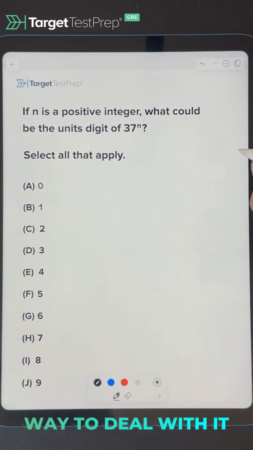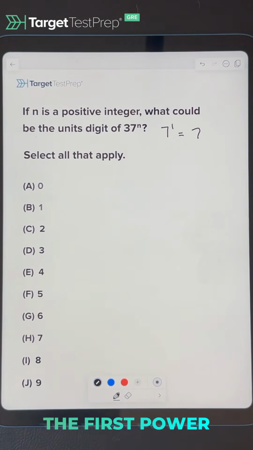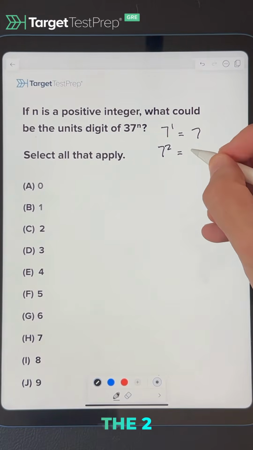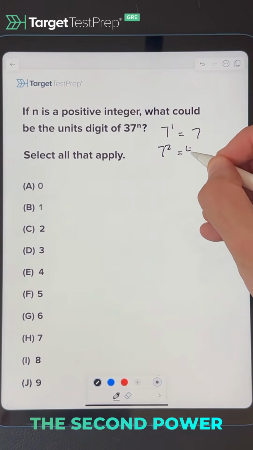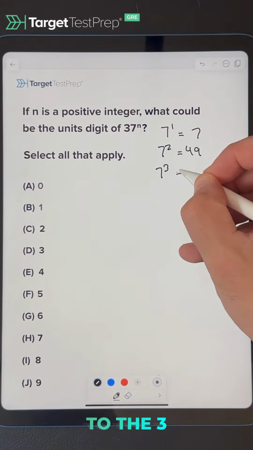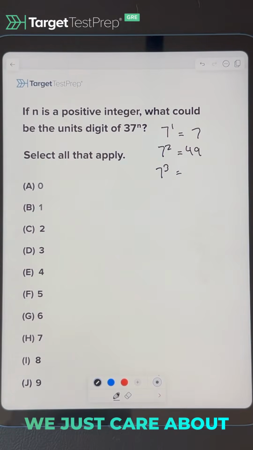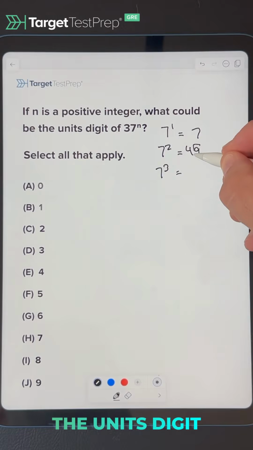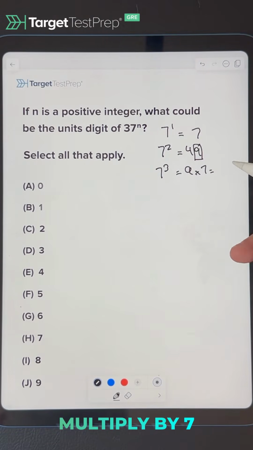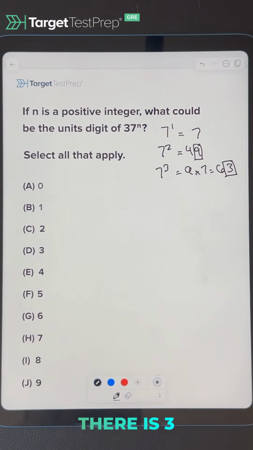There's a very simple way to deal with it, and you just start off by taking 7, you raise it to the first power, you get a 7. To get the units digit of 7 to the 2, you raise 7 to the second power, that's going to give you a 49. Now, to get 7 to the 3, sure, we could multiply 49 by 7 again, but remember, we just care about the units digit. So ignore the 4, take that 9, multiply by 7. You notice you end up with a 63, so the units digit there is 3.